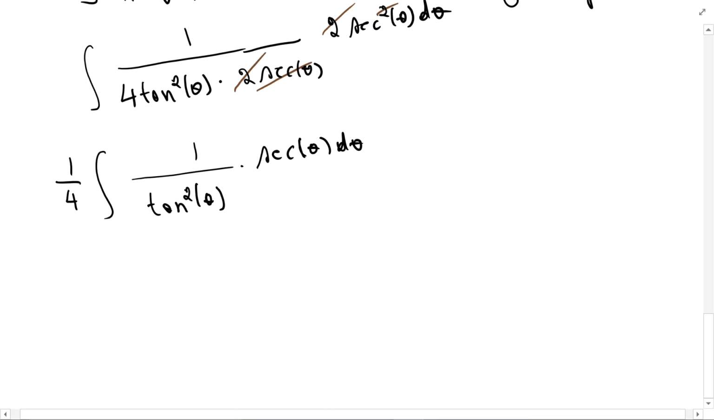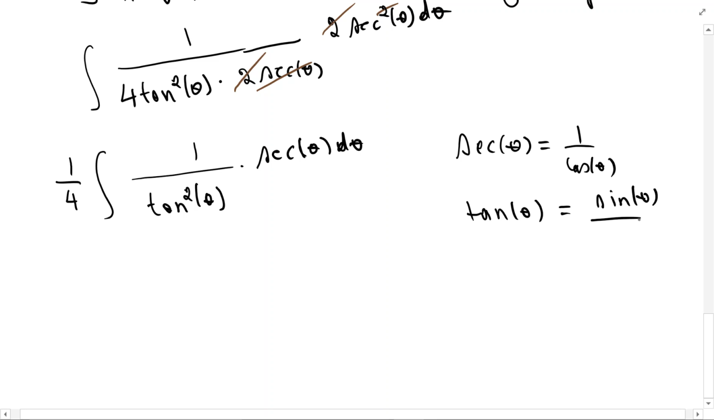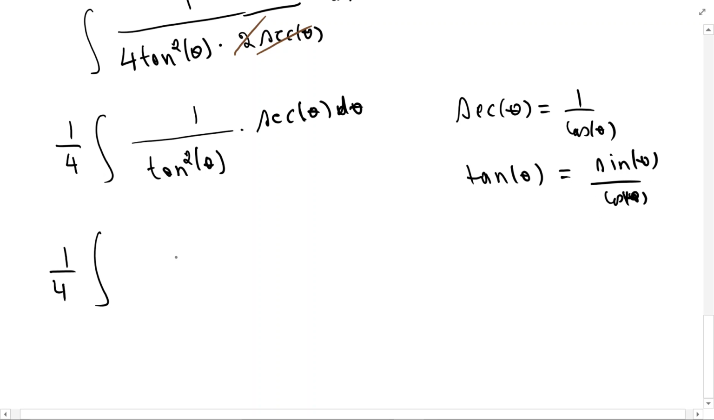So then we look at this. We can see that for us to proceed, we need to change everything in terms of sine and cosine. So we know that secant theta is 1 over cosine theta, and tangent theta is sine over cosine theta. Okay, so let's do that. So we get 1 over 4 times 1 over, now tangent square is going to be sine squared theta over cosine squared theta. And then secant is 1 over cosine theta. And then d theta.